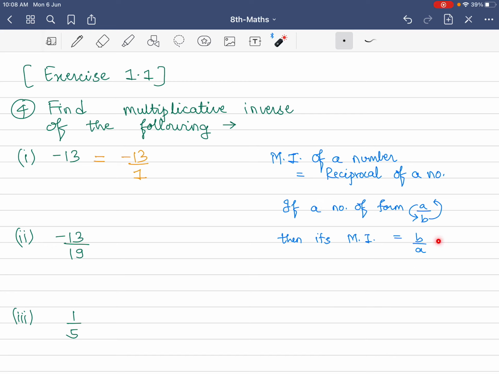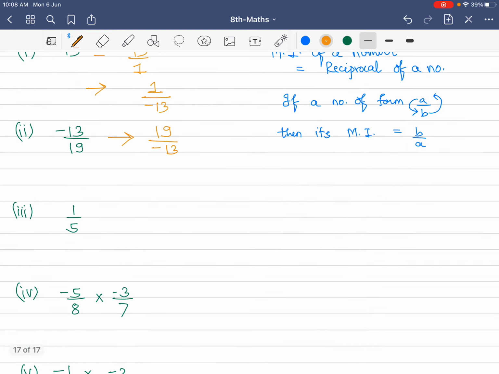Now minus 13 by 1 is of the form a by b. Now what I have to do is just swap, just interchange the positions of numerator and denominator. So its multiplicative inverse is going to be 1 upon minus 13. So 1 upon minus 13 is the multiplicative inverse of minus 13. Now next we have minus 13 upon 19. This is very clearly of the form a by b, as we saw here. So the multiplicative inverse of minus 13 upon 19 is going to be 19 upon minus 13. Similarly, 1 by 5, very simple. For 1 by 5 it's going to be 5 by 1.